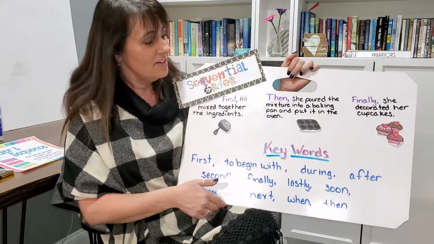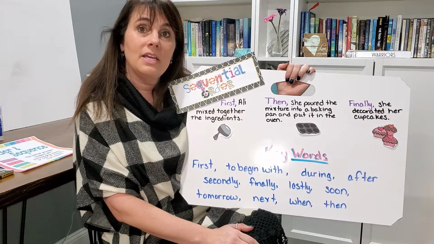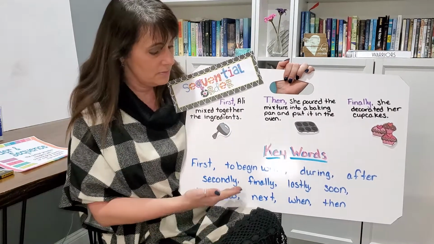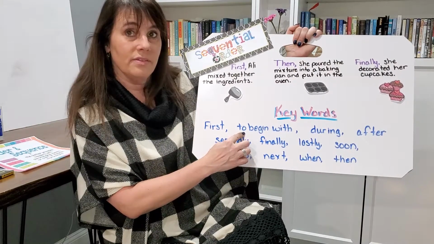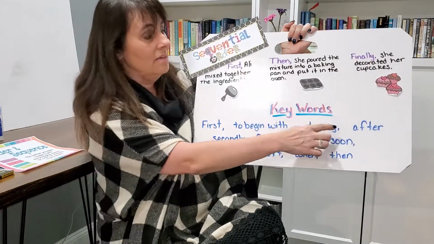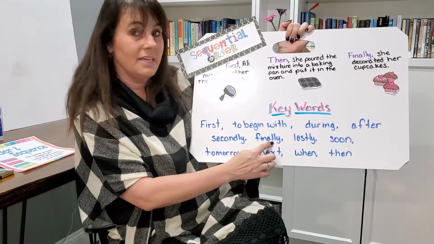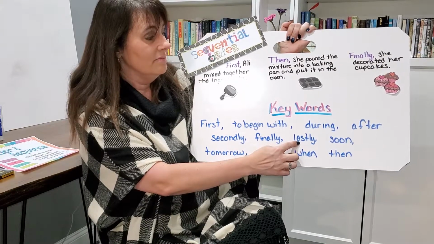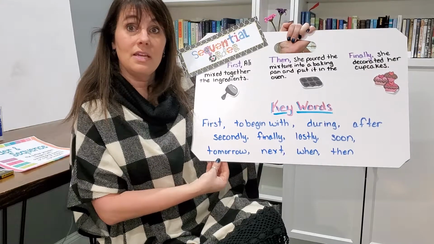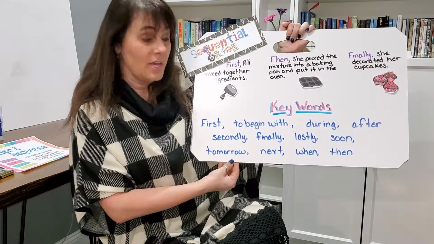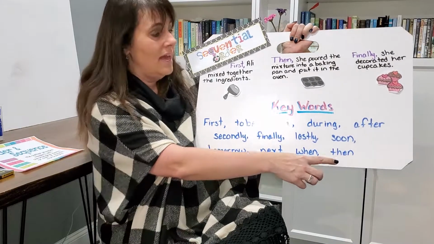All right, so here's some key words to look for. When you're looking to find out if a text is structured in this way, here's some key words. First, to begin with, during, after, secondly, finally, lastly, soon, tomorrow. Sometimes we even put days there. Tomorrow, yesterday, next, when, and then.